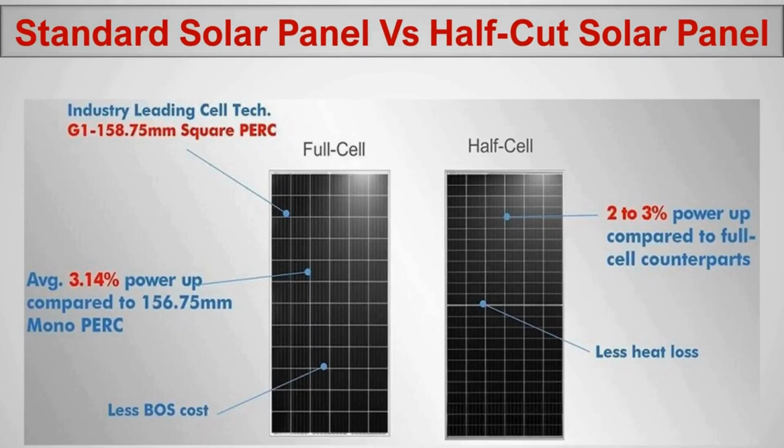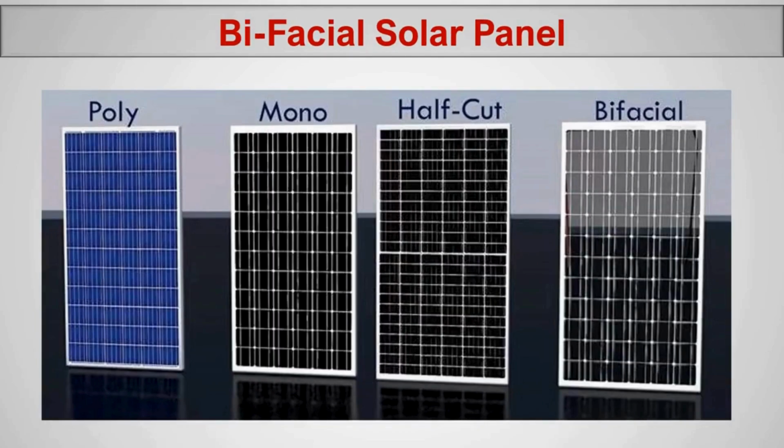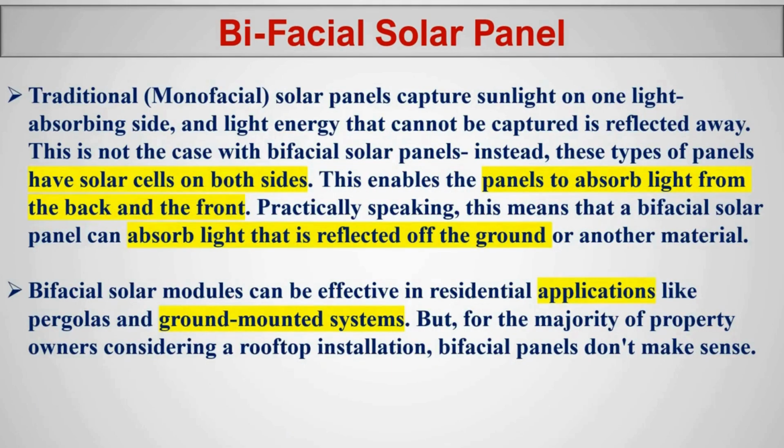This is another advantage or technology that uses the reflected energy from the ground. With directional sunlight on a panel with one light-absorbing side, light energy that cannot be captured is reflected away. This is not the case with a bifacial solar panel. These types of panels have solar cells on both sides. This enables the panel to absorb light from the back and the front. Practically speaking, this means the bifacial solar panel can absorb light that is reflected off the ground.